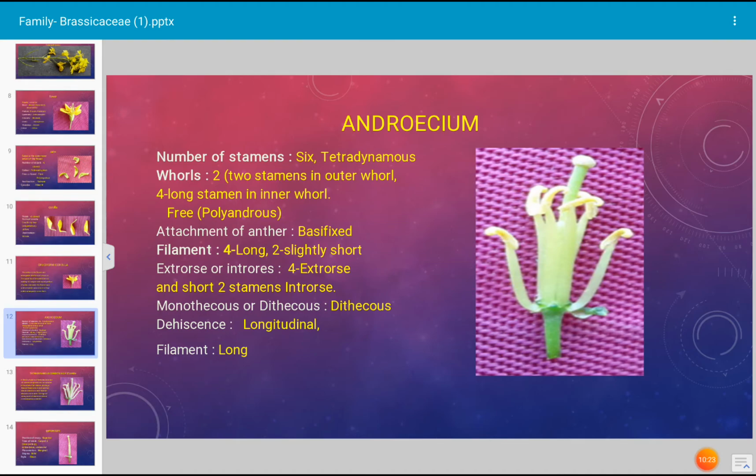And how is the dehiscence? What is dehiscence? Breakdown of the anther after formation of pollen grains. The anther breaks open and splits open, and the mature pollen grains are released from the anther. The dehiscence in this mustard is longitudinal. Filaments are 4 long, 2 short. Okay, next slide.